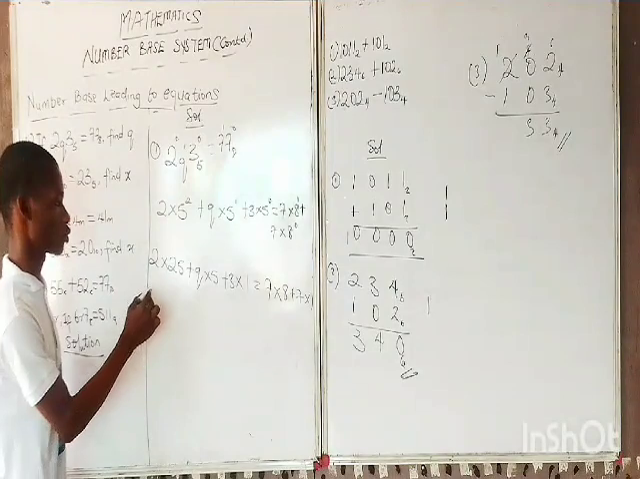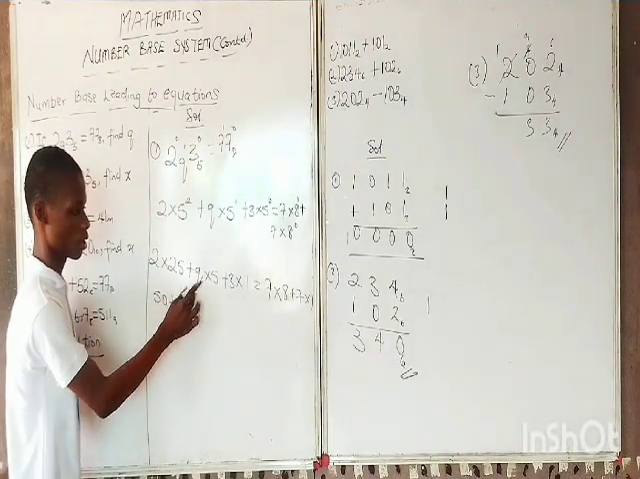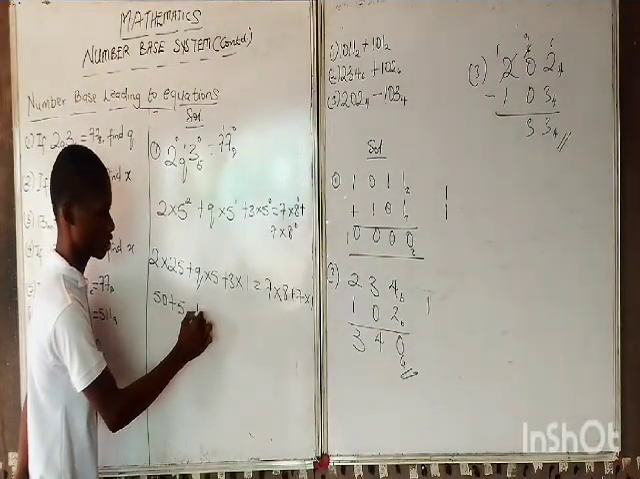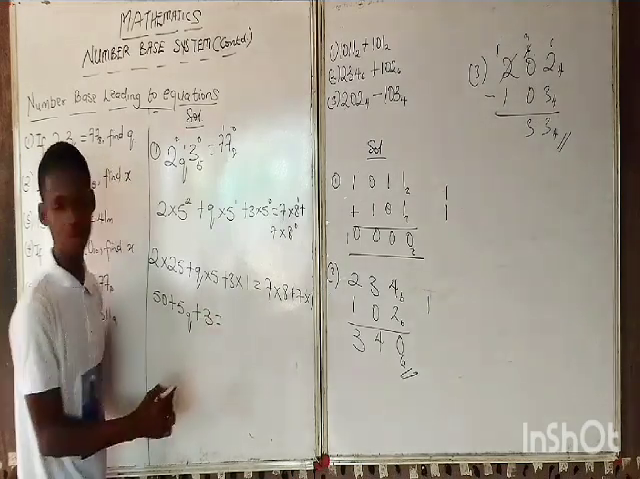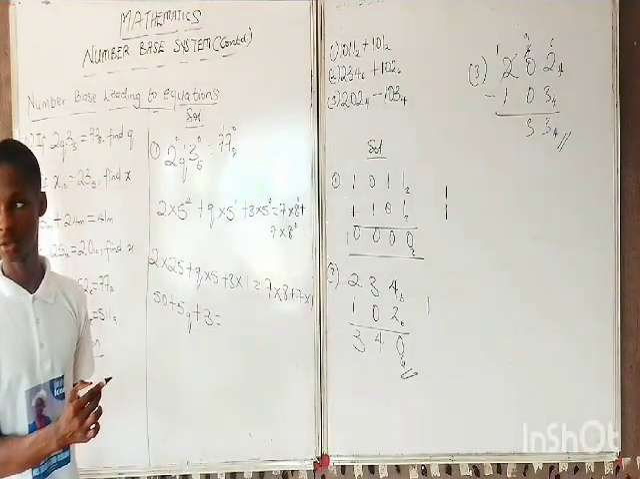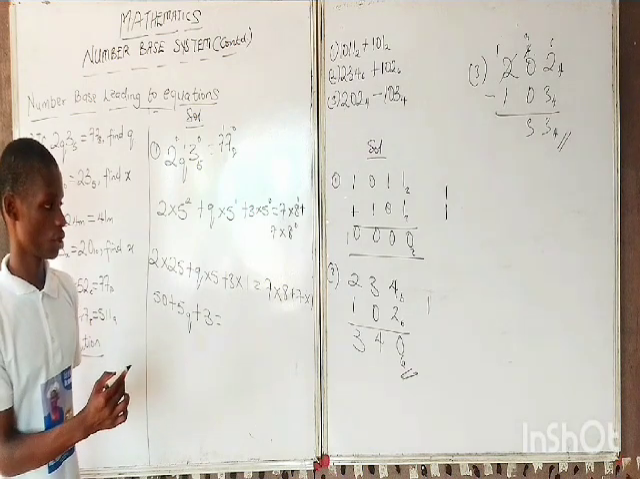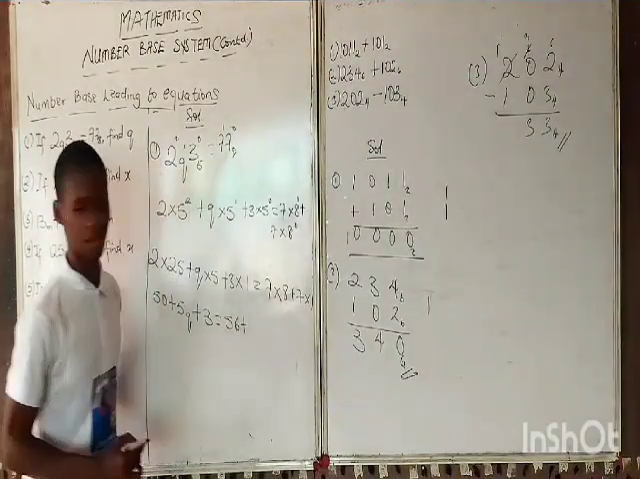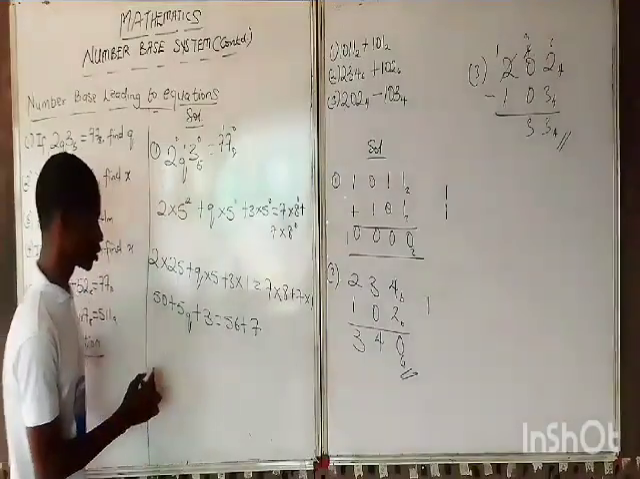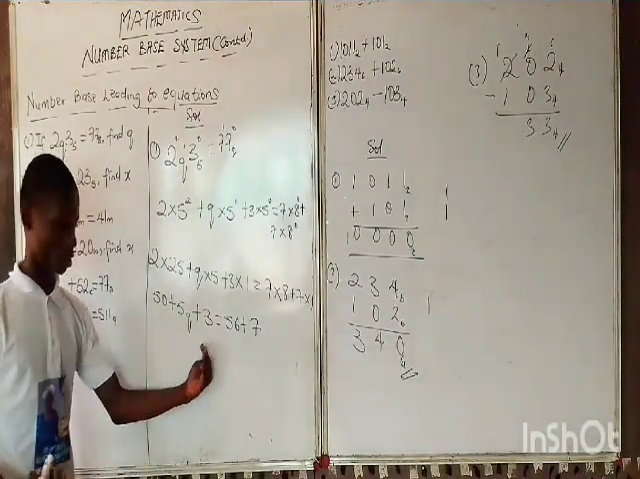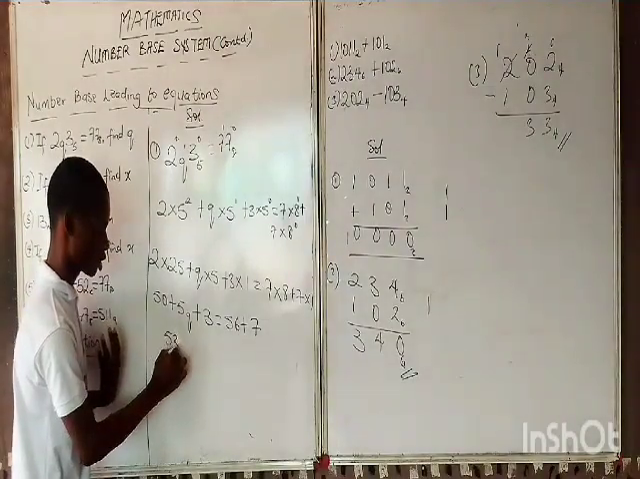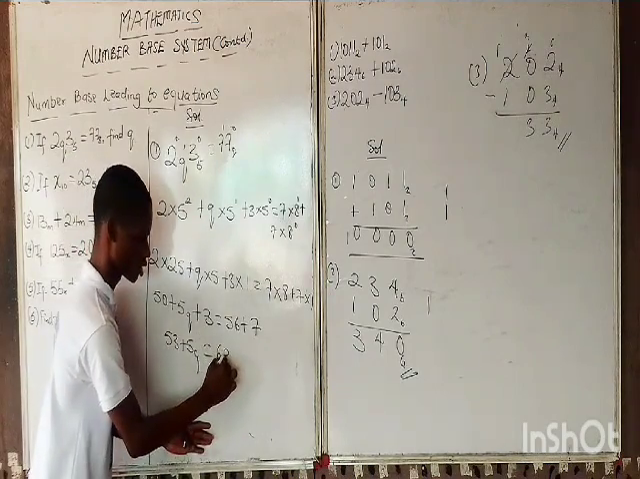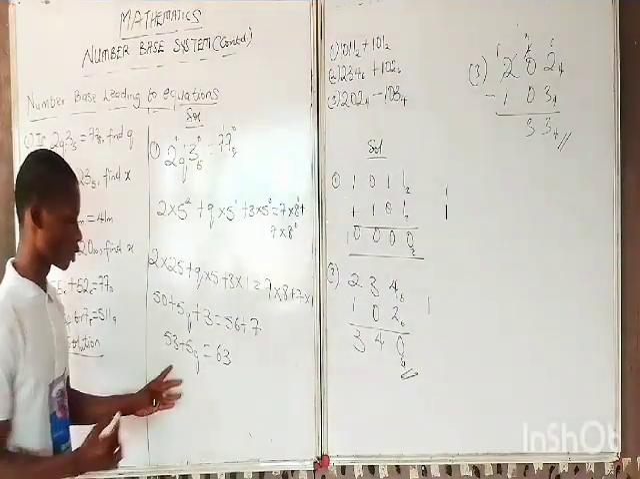Now let's continue. 2 times 25 is 50, plus 5q, plus 3 times 1 is 3, equal to 7 times 8 is what? 56, plus 7 times 1 is 7. So now let's add this for the left hand side. We are going to have 53, plus 5q, equals this plus this, which is 63, right?